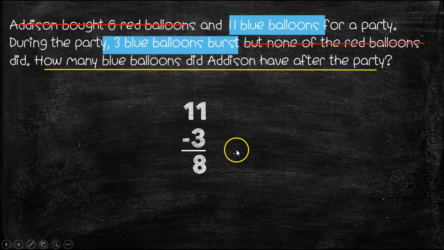But we're not done because we still have to add our label. So we need to go back to our question that we've underlined in yellow and look for what our label should be. And in this case, we have 8 blue balloons that Addison had left over after the party.